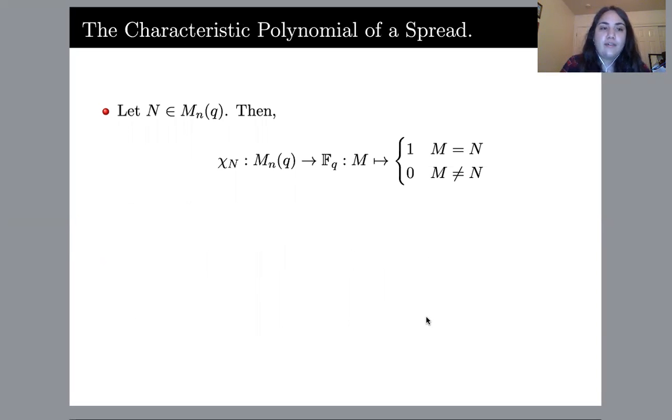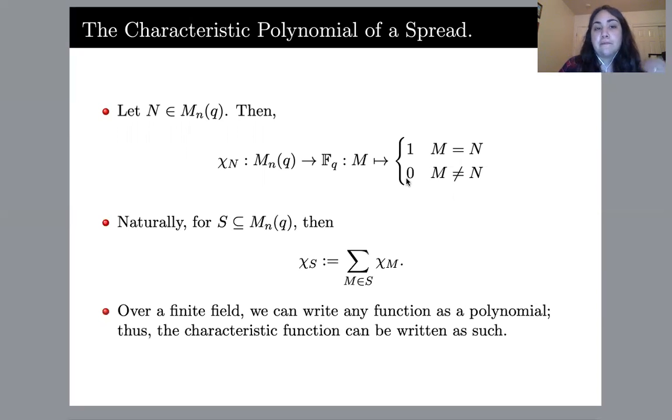Now that we have our spreads of interest, we're going to continue by defining a characteristic polynomial. Let n be a matrix in M_n(F_q). Then we have our characteristic function with respect to n that goes from the set of matrices to my finite field. You take a matrix M and compare it to n. If M is exactly n, you get an output of 1. If M is not n, you get an output of 0. So naturally, when you take a set S in the set of matrices M_n(F_q), the characteristic function over S is just going to be a sum of the characteristic functions of all the matrices in S.